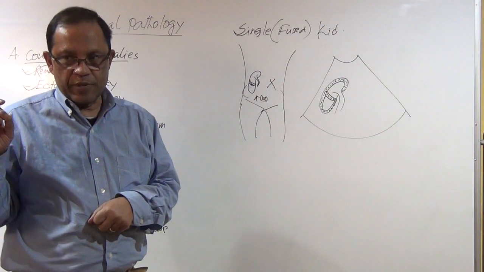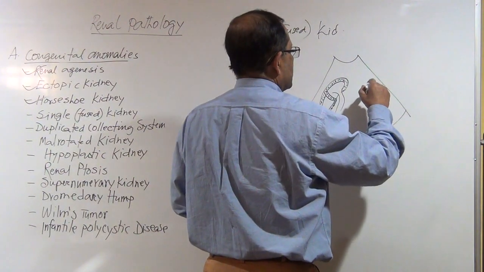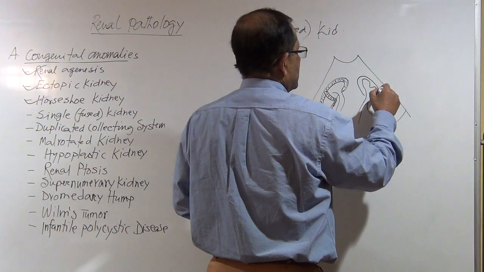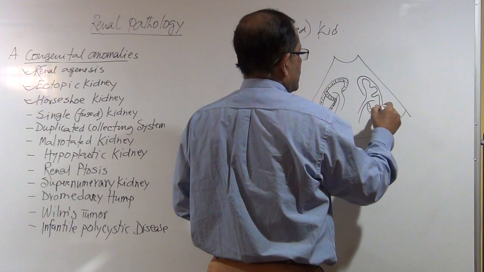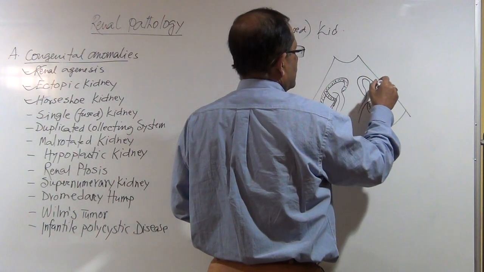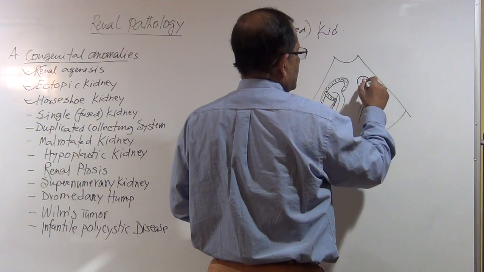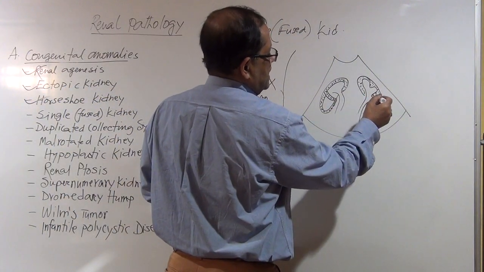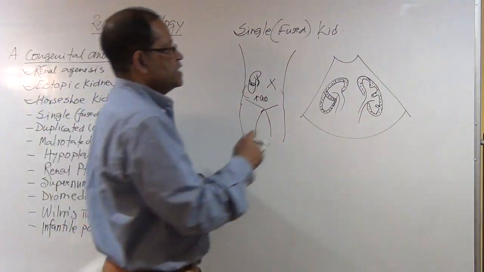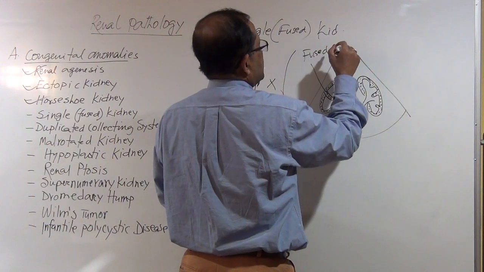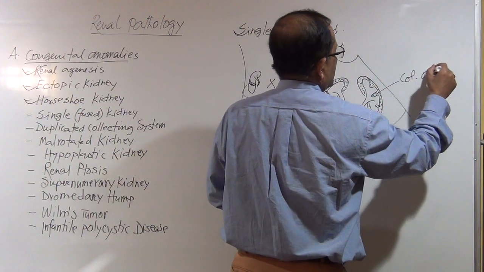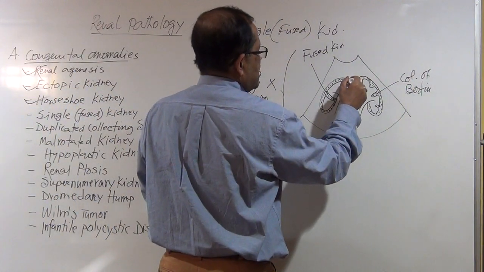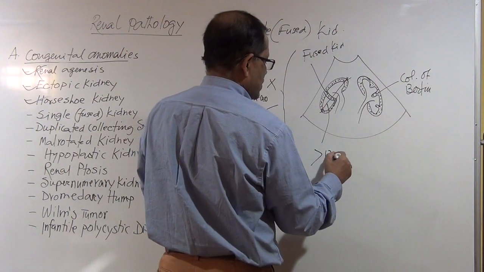But column of Bertin, you have heard of it, everybody, right? Column of Bertin is, look at here, I'm drawing the column of Bertin. Look, how can you differentiate the column of Bertin? It is just extended towards the sinus, but it did not fuse with the other end. You got it? So this is the fused kidney and this is the column of Bertin. So that's the way you can separate. Now, if you measure from here to there, you will see it is greater than 12 centimeters.